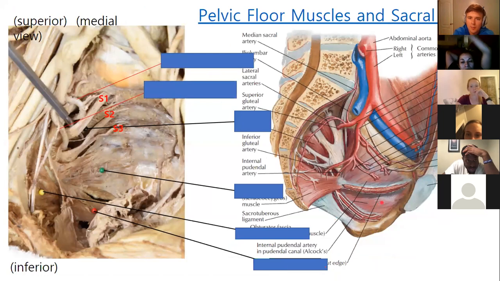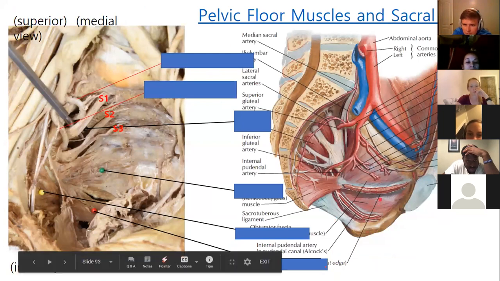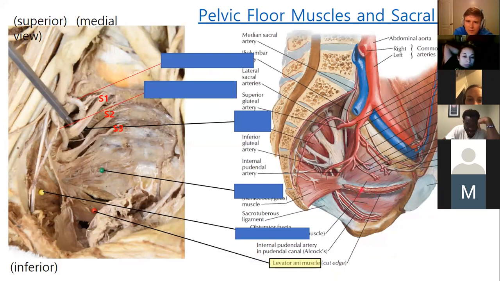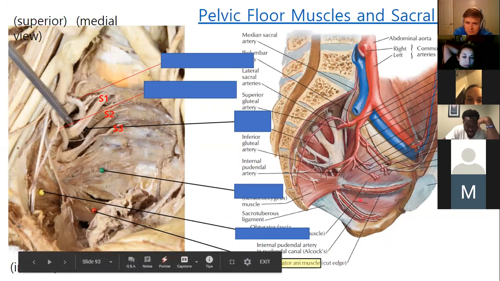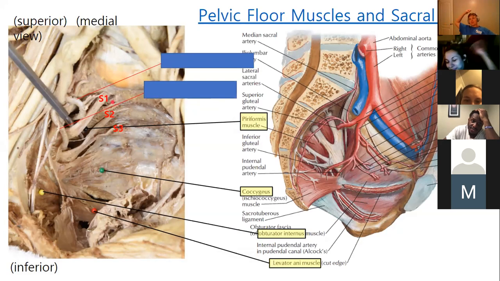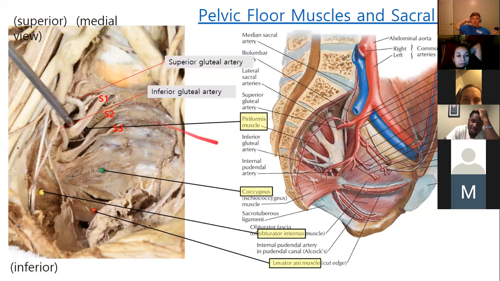All right, where are we starting? Top or bottom? At the bottom. Piriformis? Nope. Levator ani. I think the piriformis is the one back there. I don't know. Coccygeus? Piriformis. Oh, you're right. We just talked about that. I'm losing it. All right. Inferior gluteal, because it goes between. Superior gluteal. Yeah.